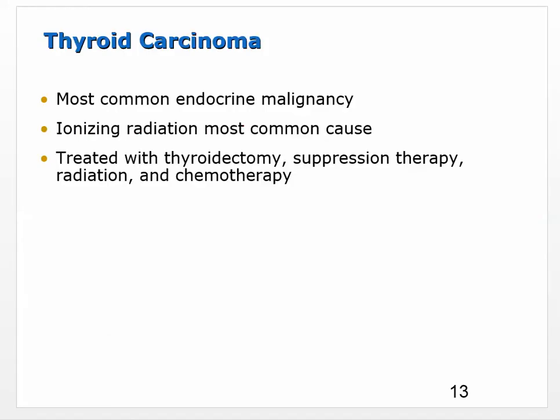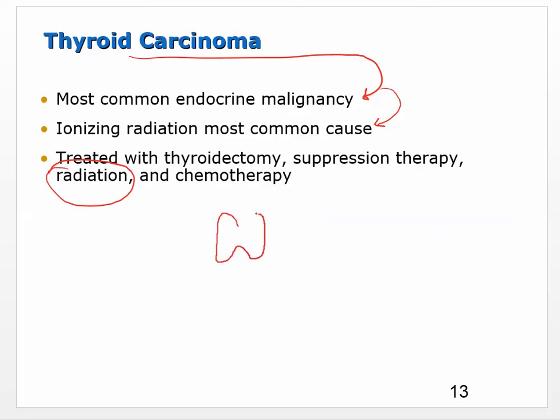Now, usually hyperthyroidism can cause... So the most common endocrine malignancy is thyroid carcinoma, and it's often caused by ionizing radiation, and it's treated with thyroidectomy, suppression therapy, or you can just give radioactive iodine. Radioactive iodine tends to collect in the thyroid gland. If it's radioactive, it can actually destroy tissue in the thyroid, and that can be a treatment for a tumor, however that tumor may have been caused.